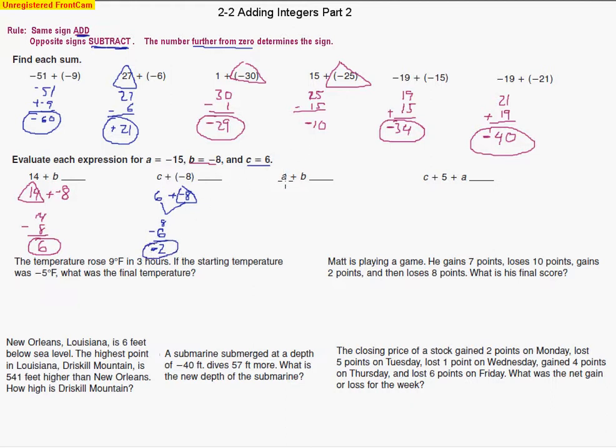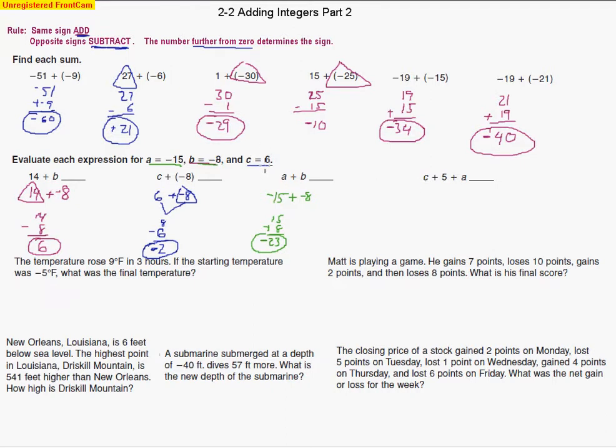This time we have to substitute two numbers in place. So notice that we have A, negative 15, and B, which is negative 8 this time. So negative 15 plus negative 8. Well, they're the same sign this time, so we end up having to add those two numbers together. And that gives us 23, and it's negative because the sign stays the same. We're going further in that negative direction.